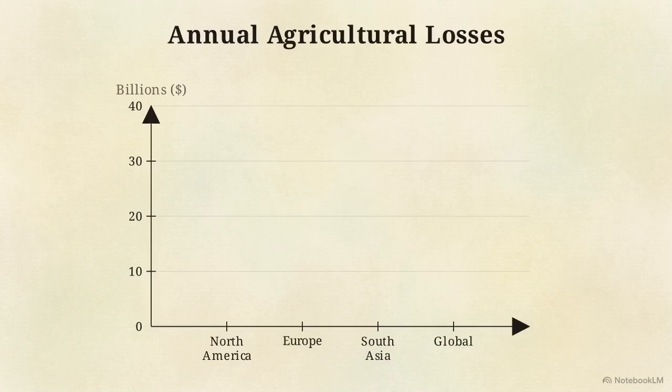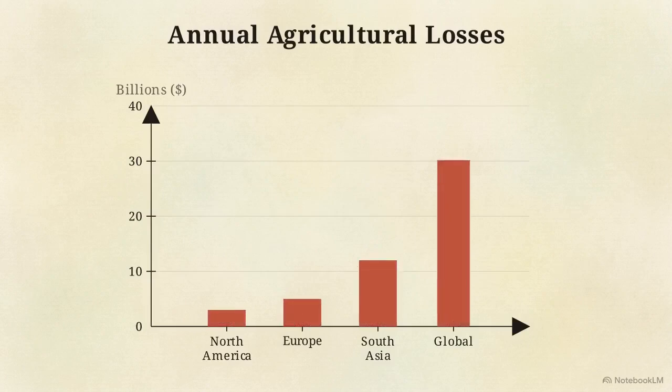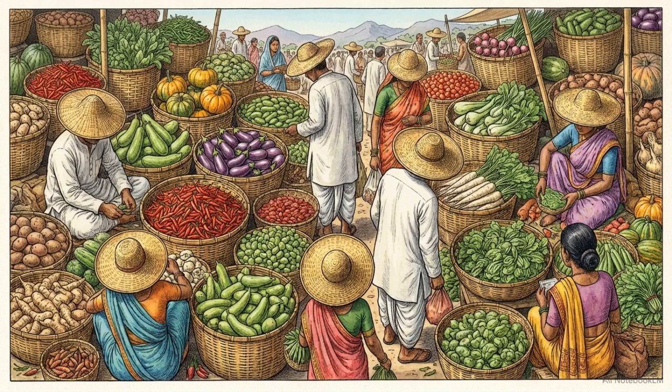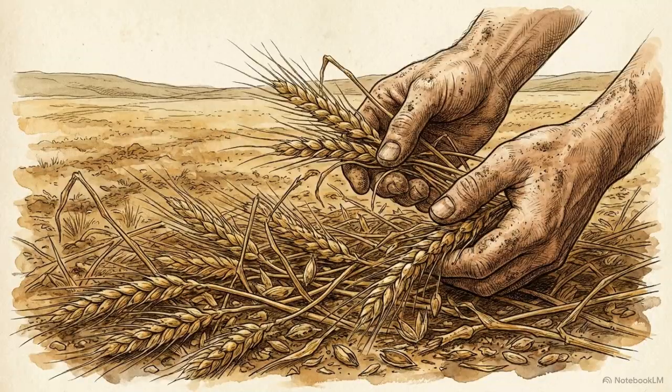This data visualization shows the scale of the threat. Globally, the agricultural losses attributed to these insects reach billions of dollars every year. For a region like South Asia, where over 1 billion people rely on local farming for their daily calories, an aphid invasion moves from an economic problem to a direct threat to food security.